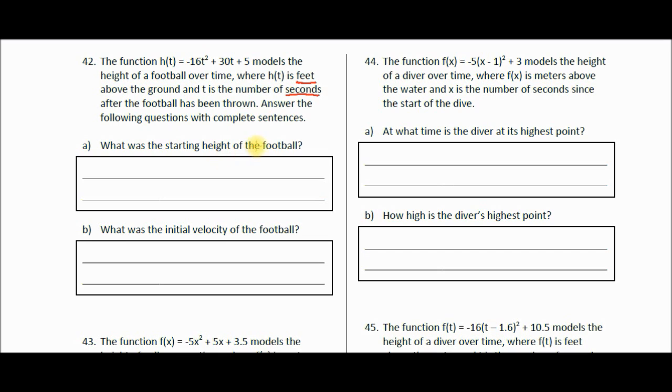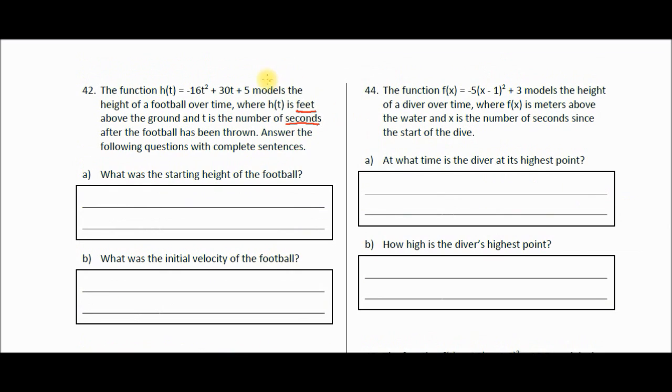What was the starting height of the football? Class, one of the things we learned in the class on a standard form quadratic is the starting height is right here. The starting height is your c value. Okay, the starting height was 5, and you better put the right unit of measure, feet. 5 feet. Alright, and let's take a look at the next question.